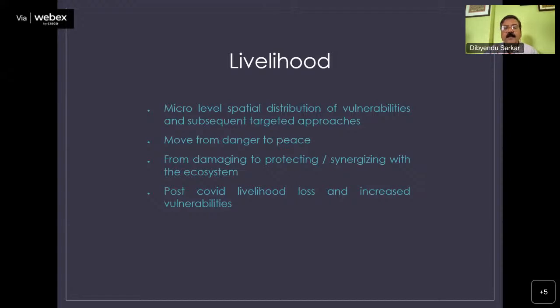And post-COVID livelihood loss and increased vulnerabilities is also a major challenge in livelihood. Go to some of the livelihood options that we have identified. Next, Shabana.